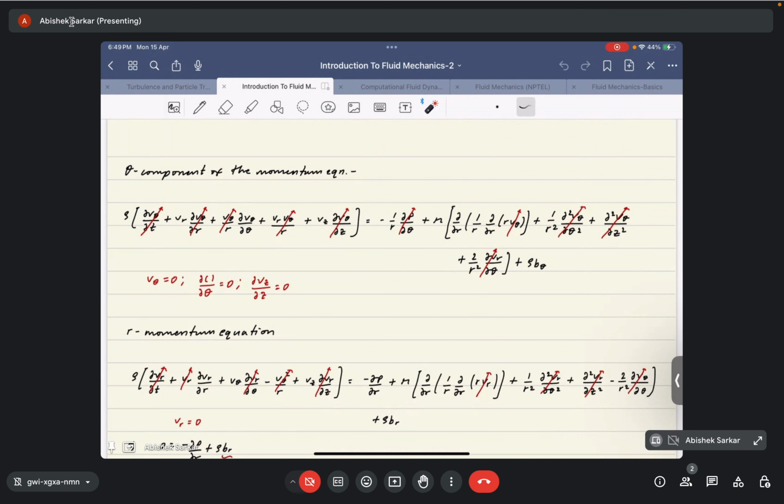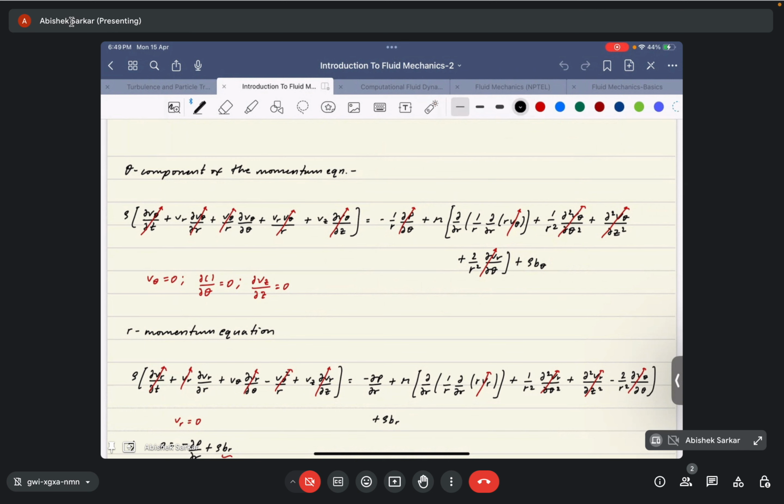Moreover, we also took an assumption that since the flow is axisymmetric, the derivative of all the properties with respect to theta would be 0, so dou by dou theta of p would also be 0, and we are only left with rho b theta equal to 0. So the only conclusion we get from the theta momentum equation is that rho b theta is 0, or the body force term along the theta direction is 0.